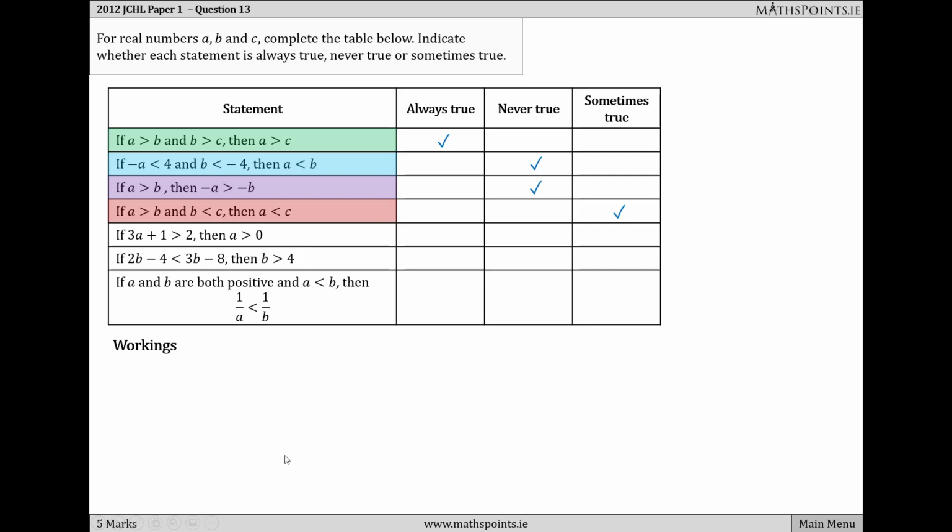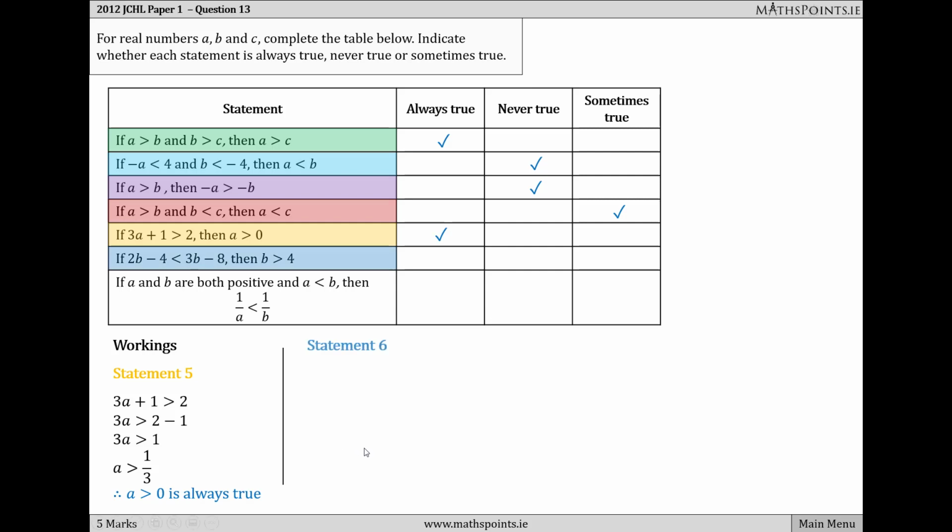Moving on to statement 5, we have 3A plus 1 is greater than 2. If we subtract a 1 from both sides, we get 3A is greater than 2 minus 1. Therefore, 3A is greater than 1. And if we divide both sides by 3, we get that A is greater than a third. If A is definitely greater than a third, well, then it's always greater than 0. And so A greater than 0 is always true.